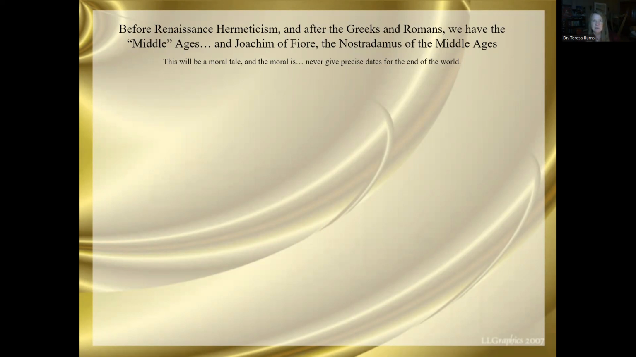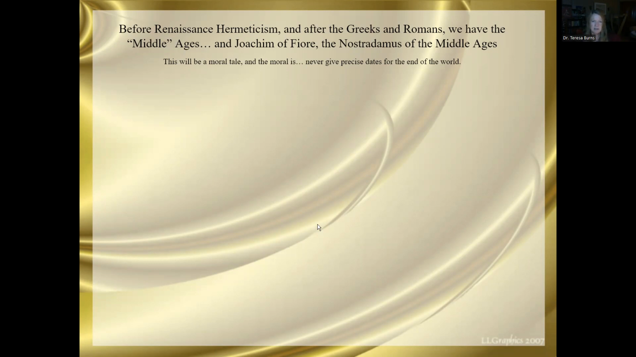So in the Middle Ages, first, they're called the Middle Ages in the Renaissance because Renaissance humanists, being very Eurocentric, not knowing a lot of the world beyond Europe, are considering the Middle Ages that middle period between these wonderful classics they've rediscovered from Greece and Rome and where they are. That's where we get the term Middle Ages. So I want to talk for a moment about Joachim of Fiore, sometimes called the Nostradamus of the Middle Ages.